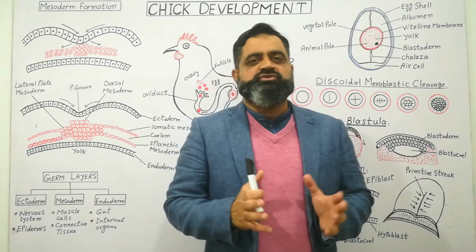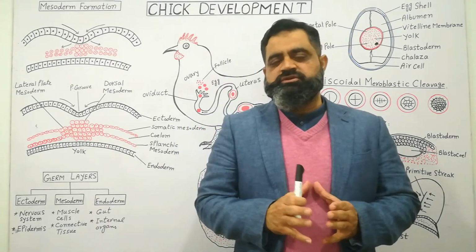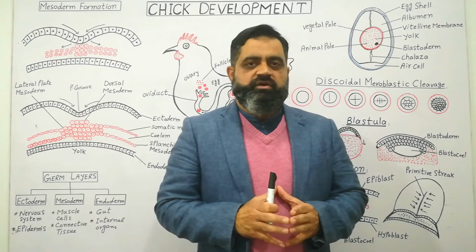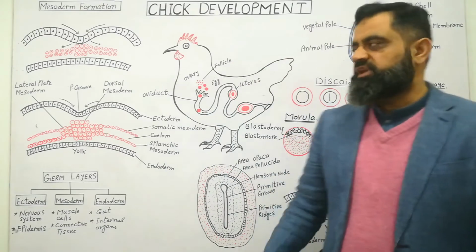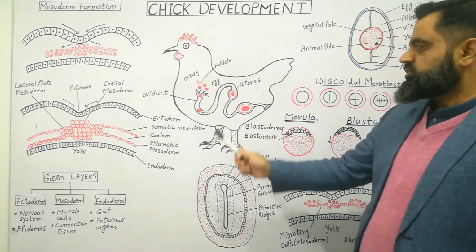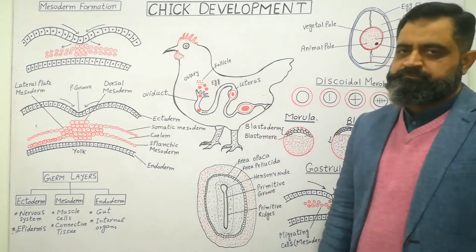First of all, as you know, the process of development can only start after the process of fertilization. So I had already made a diagram for you. This is a diagram of a hen chicken, and the cross section of the body of the chicken shows the reproductive organs.